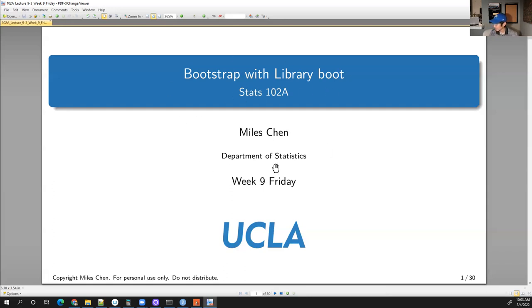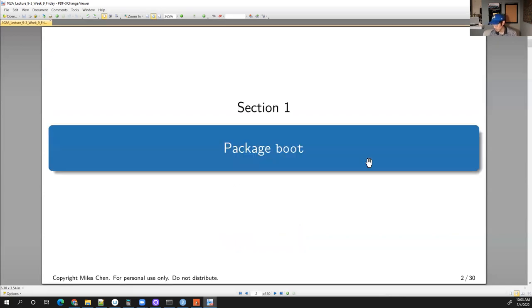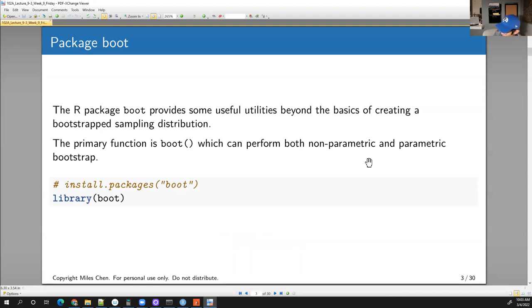There is a library in R called boot that allows us to do bootstrap, and it's a pretty useful package. Here we'll cover its usage. The R package boot provides some useful utilities beyond the basics of creating a bootstrap sampling distribution, which is what we did on Wednesday. On Wednesday we created our bootstrap sampling distribution, and we used that to answer questions related to statistical inference. And here we can extend it. It allows you to create confidence intervals and whatnot.